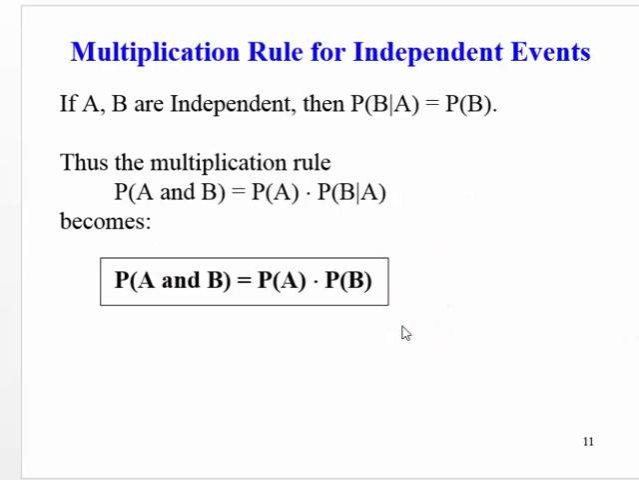Now, if A and B are independent, then the probability of B given A is just equal to the probability of B. So this just becomes the probability of A and B is equal to the probability of A times the probability of B. We can just multiply them.